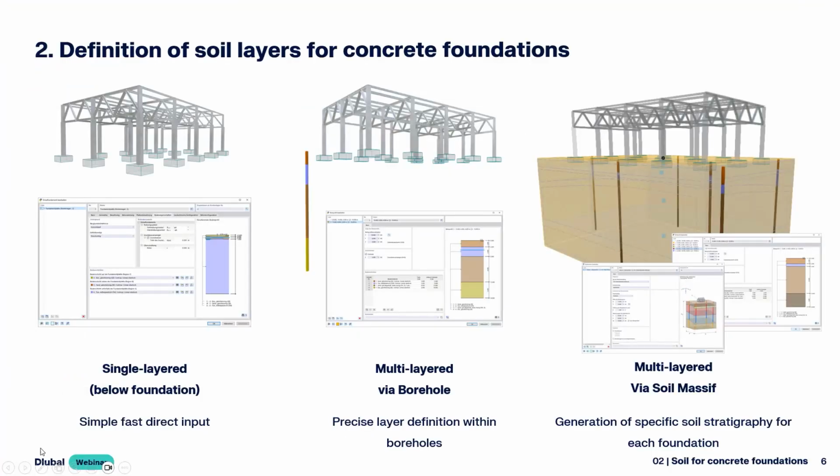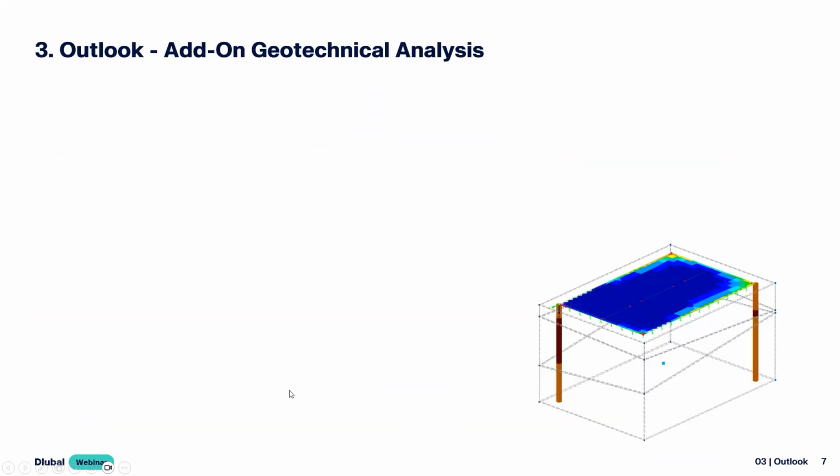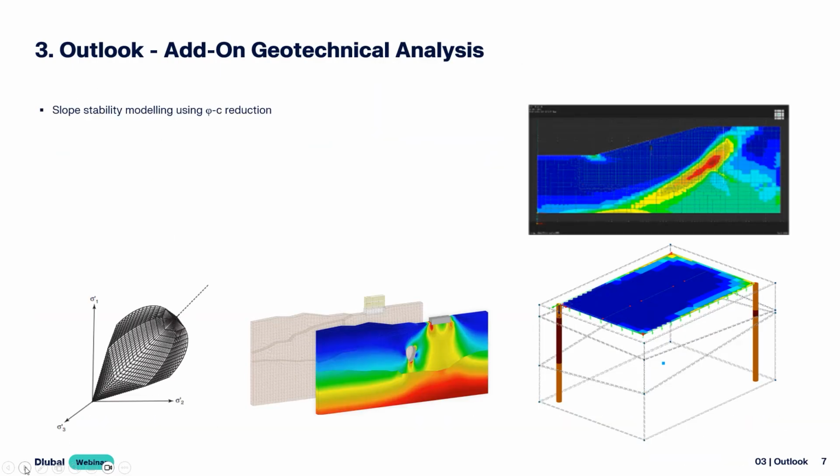Here we go. We want to have the outlook, and these are the next development steps for our add-on geotechnical analysis. In the nearer future, we will release the slope stability analysis using the phi reduction, so we are able to analyze these situations, to check the slope stability. We are looking forward to provide this feature to you.